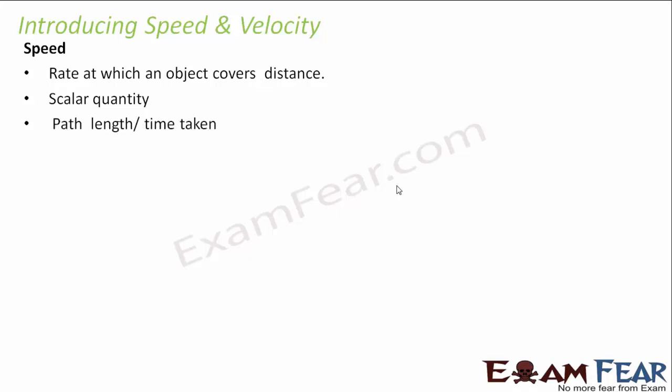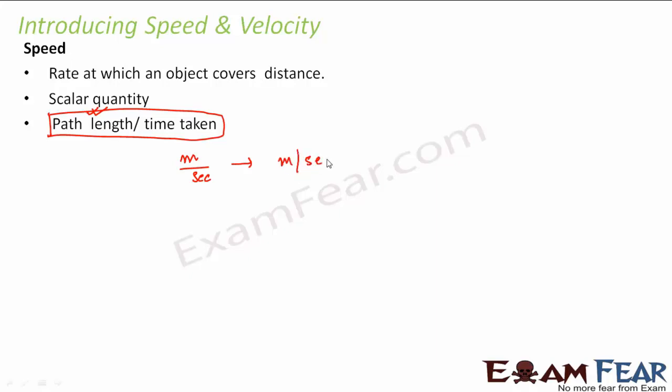So how do we mathematically calculate speed? It is the path length divided by time taken, right? So speed is equal to the total distance covered divided by time taken. Speed is a scalar quantity, so it is dependent on the scalar quantity path length. And what is the SI unit for speed? The SI unit of path length is meter, time taken is second. Therefore, the SI unit for speed is meter per second. It is also sometimes described in terms of kilometers per hour.